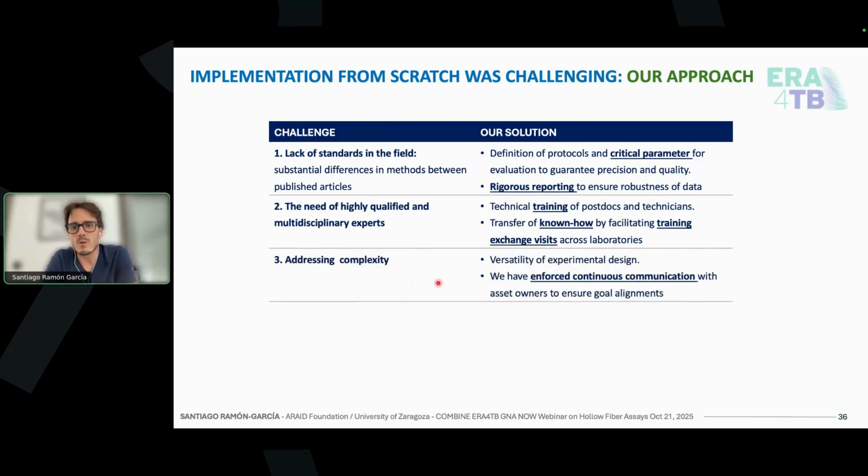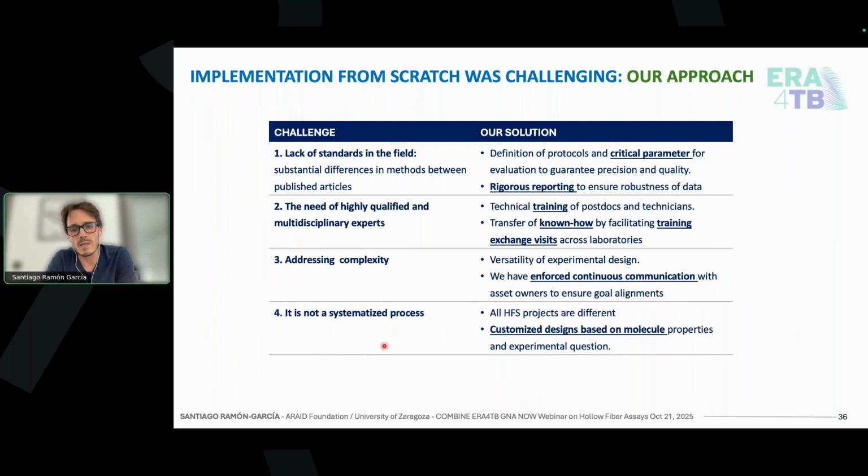We need to address the complexity of the hollow fiber, especially if you want to meet the requirements of the people interested, asset owners, or someone that wants to develop a combination. So continuous communication and experimental design is very important. And also, just to address that this is not a systematic process, because every drug is different. As Professor Shampa said, there are problems with binding to the plastic.